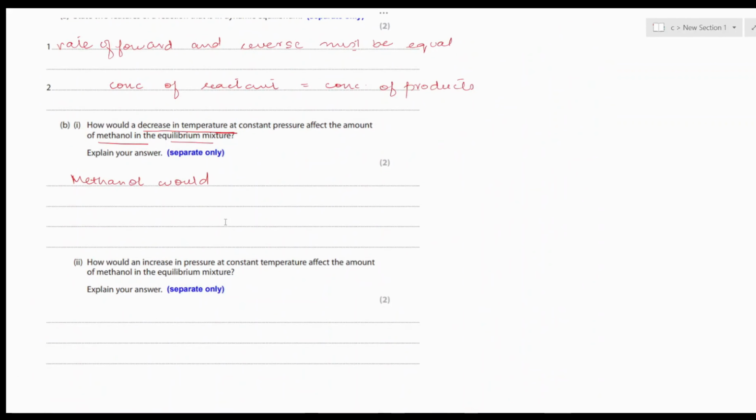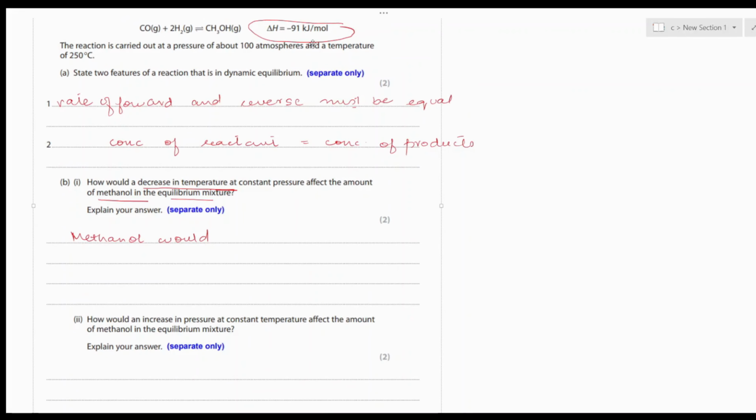Okay, the question is, the reaction is already exothermic, as indicated above, it is minus 91. Minus sign means it is exothermic. Now you have decreased the temperature. If the temperature is decreased, the exothermic reaction would move forward. Sorry, am I saying pressure again? A decrease in temperature moves the reaction forward, so there would be more methanol.